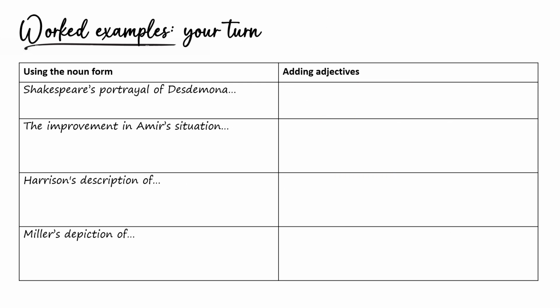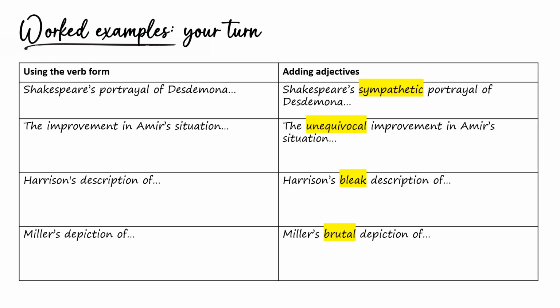I've given you the noun form, the nominalised form of these sentences, and I want you to add some adjectives for me. So pause the video. This might actually take quite a while. Don't be worried about using a thesaurus app on your phone or on Google to try and think through the appropriate adjectives here, and then start the video again when you're ready. Okay, so here's some suggestions then. So we've got Shakespeare's sympathetic portrayal of Desdemona, the unequivocal improvement, the bleak description, the brutal depiction. Again, just leveling that work up a little bit, making it more nuanced, making it a little bit more detailed.